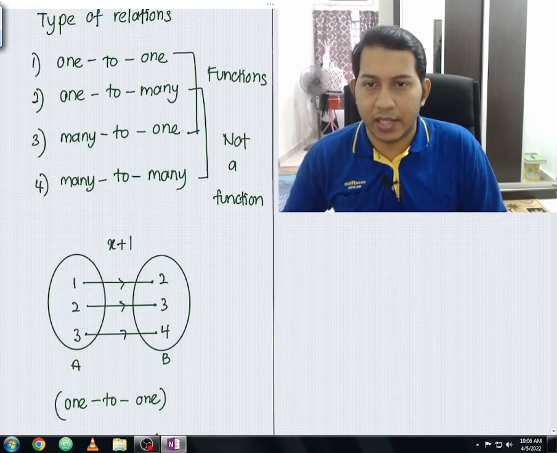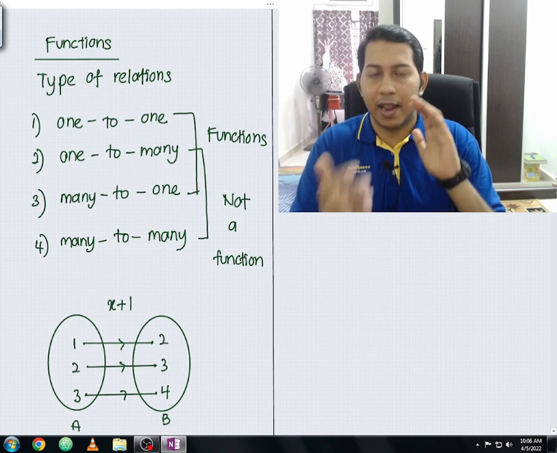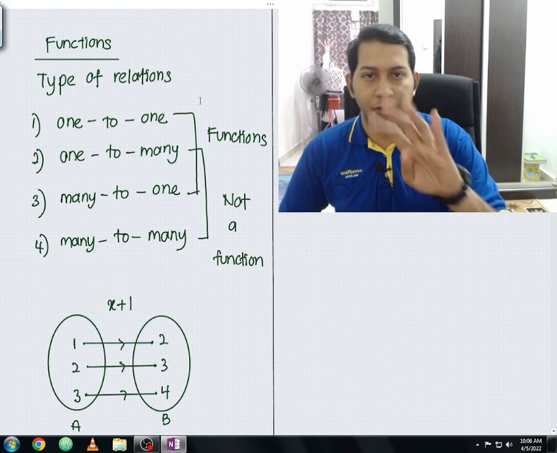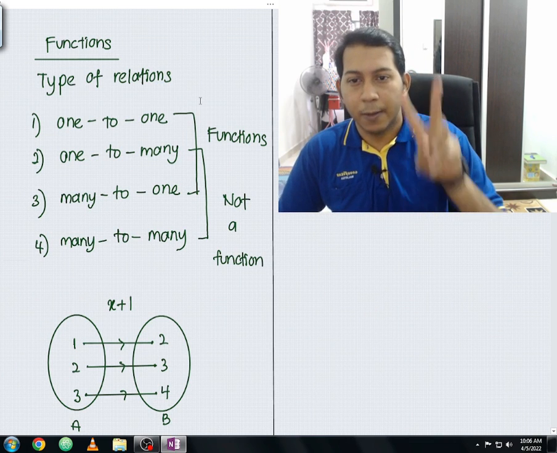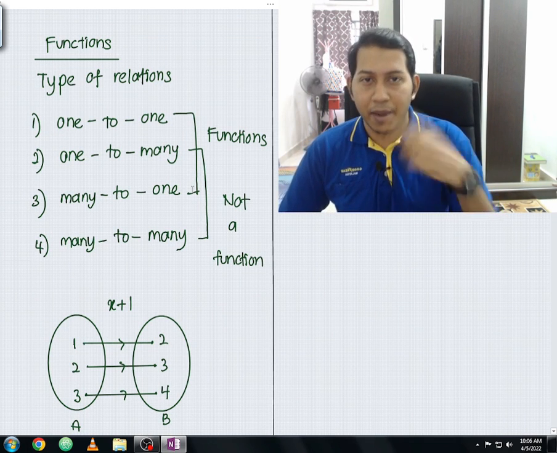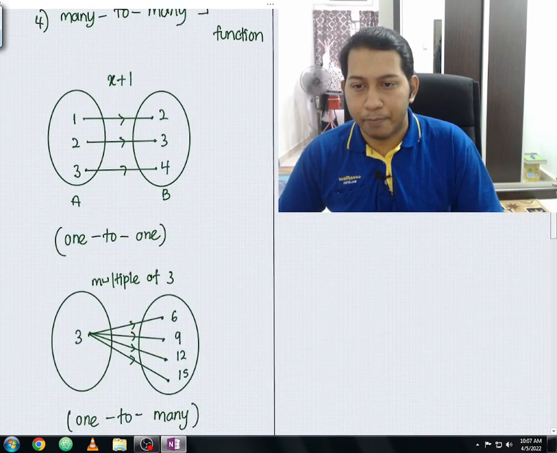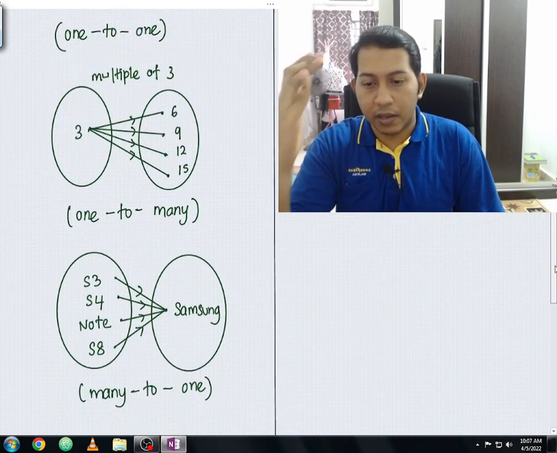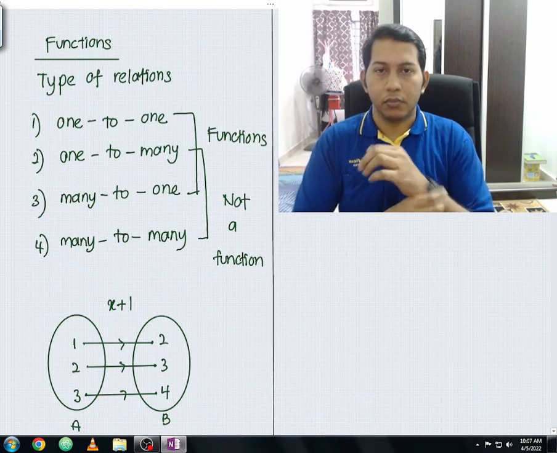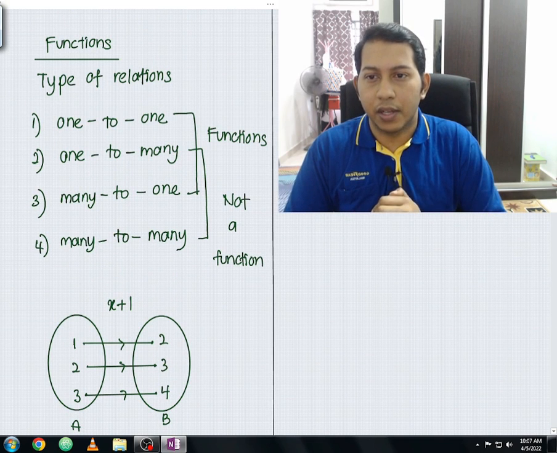So this is a very simple explanation on types of relations. I hope you understand the explanation. Let me give you a quick summary of what we have learned today. We have 4 types of relations, and out of the 4 types, 2 of them are functions, which are 1 to 1 and many to 1, whereas the remaining 2 are not functions, which are 1 to many and many to many. And these are the examples of 1 to 1, 1 to many, many to 1 and many to many. So that is all for the lecture video of today. I hope you understand the concept of types of relations today.